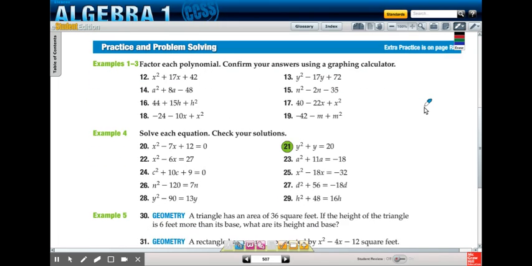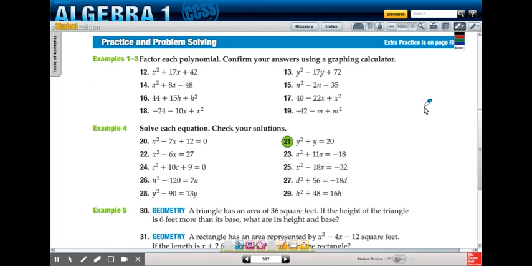Okay, so all these are the same. This one, again, make sure that you move everything to the same side. Do not try to factor it with stuff on this side. So 22, you've got to move some stuff. 26, 28, you have to move stuff to the other side because you can't solve these and factor it unless you have a 0 over there.